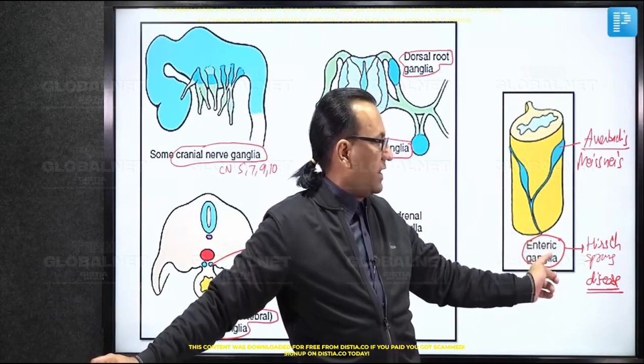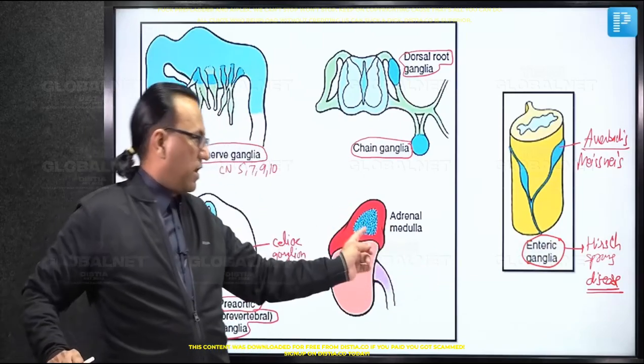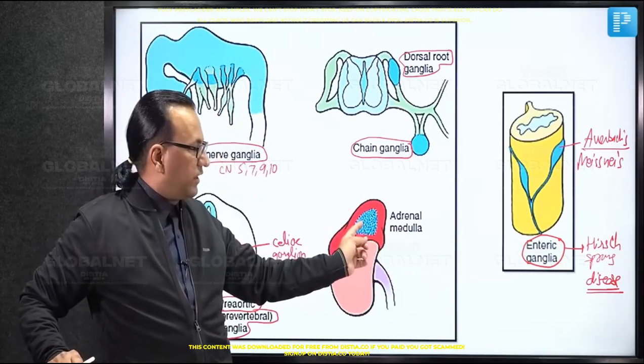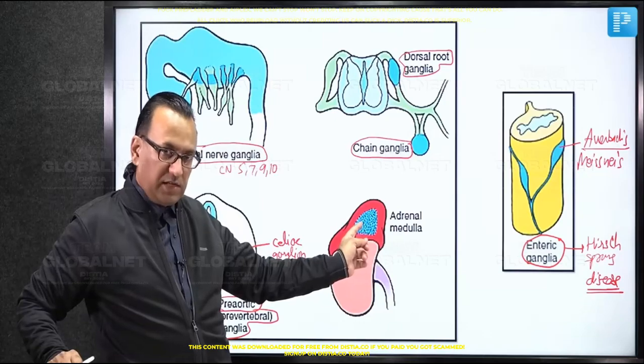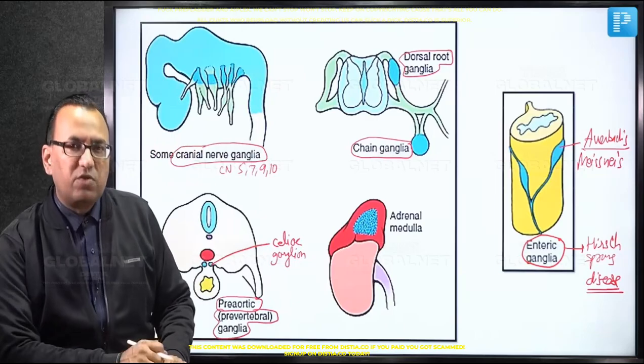cells, absence of the ganglia, and these neural crest cells are also reaching the adrenal gland, the adrenal medulla. There are some sympathetic neurons inside the adrenal medulla, and those sympathetic neurons are coming from neural crest cells. Let us look at one more diagram where we can see some more derivatives of neural crest cells.